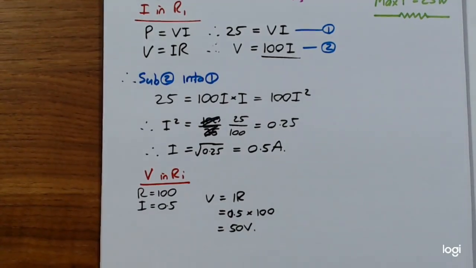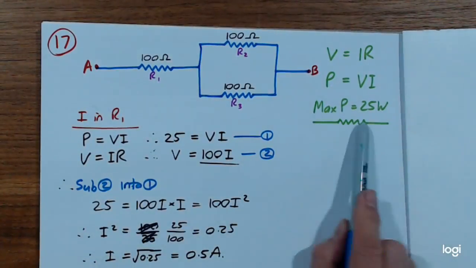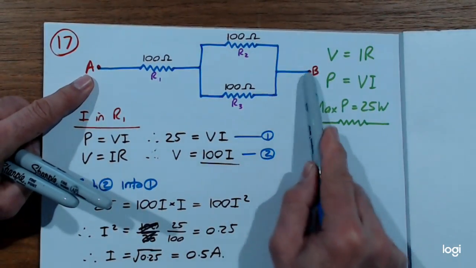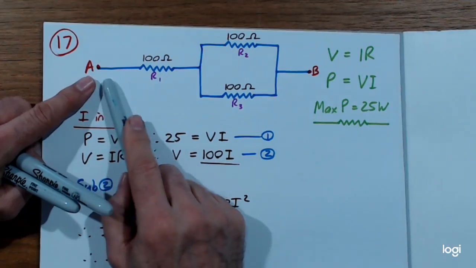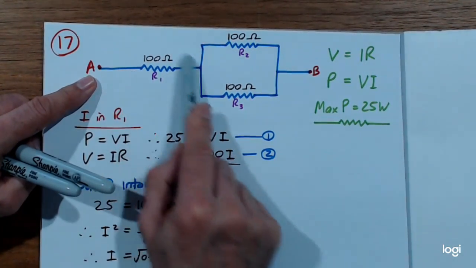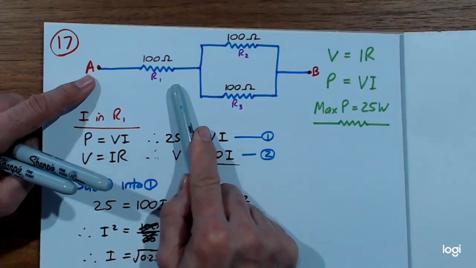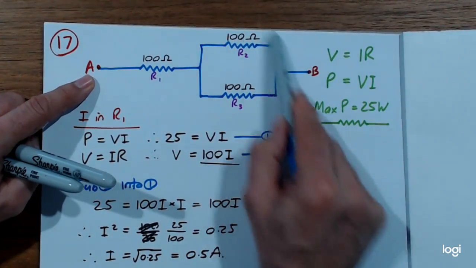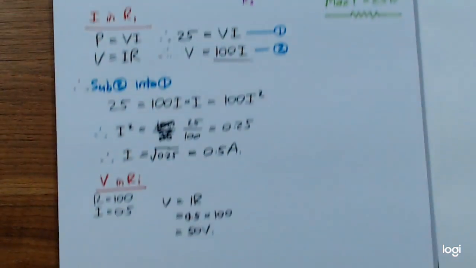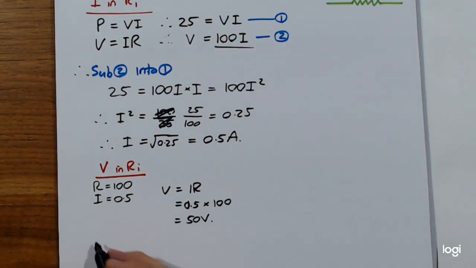50 volts. Now the question said, when this is maxed out, how much voltage can happen across there? What's the biggest potential difference from A to B? We've just found the potential difference across this part, so we're halfway there. All we need to do now is find it across here, add the two together, and we're done. We're still a fair way to go.